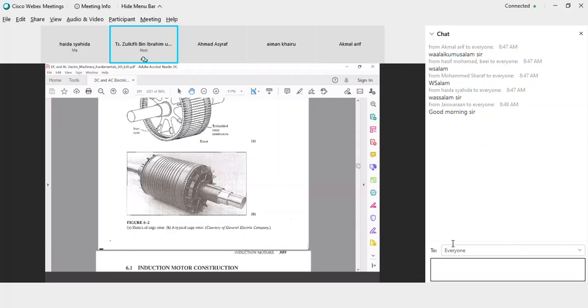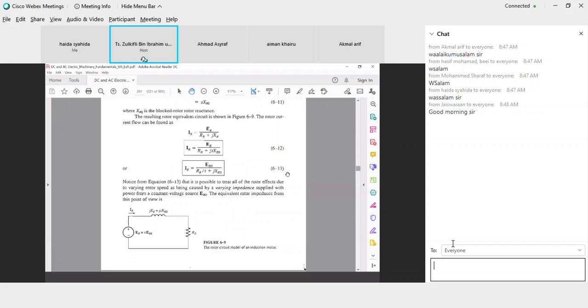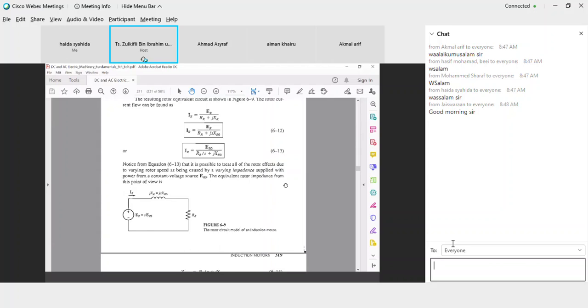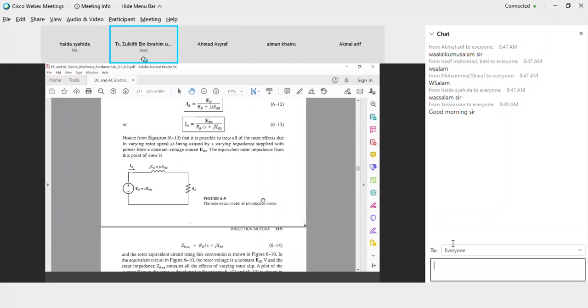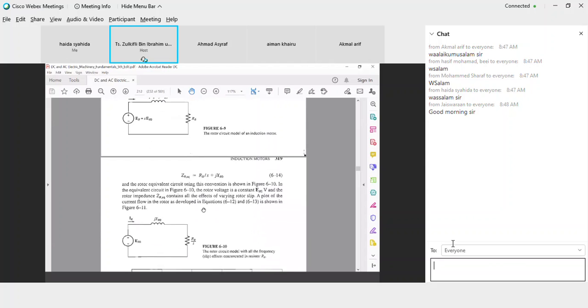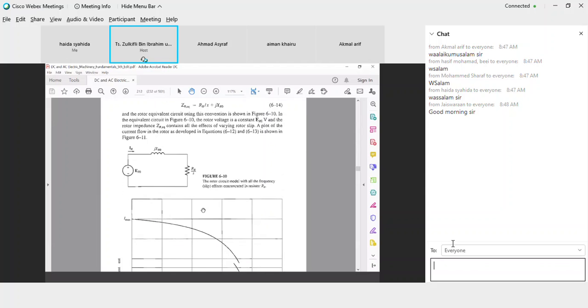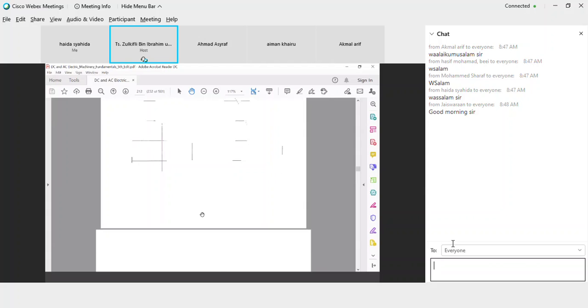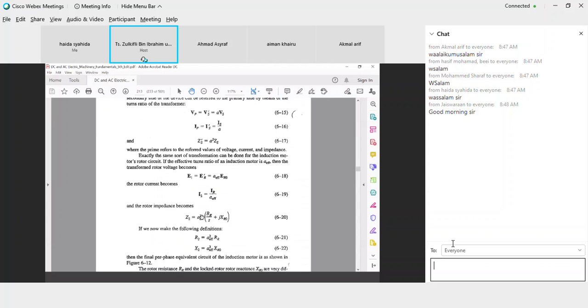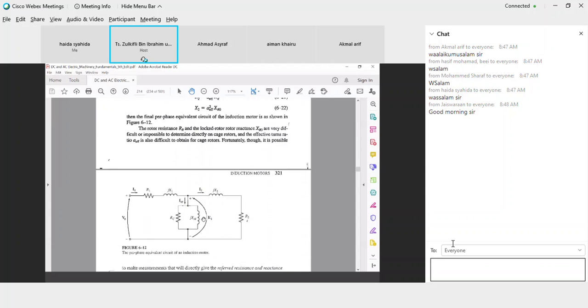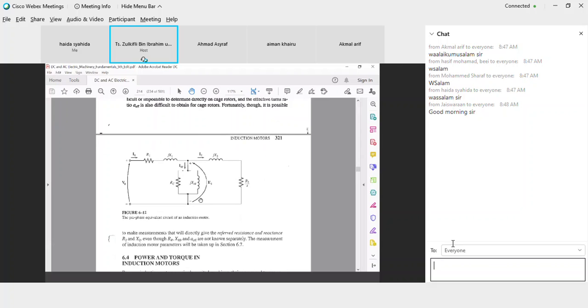So as previously explained in the slides, today we will do a number of examples as in the textbook. In the textbook you can refer to your textbooks. So this concept was explained before.